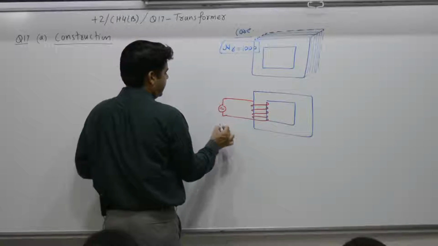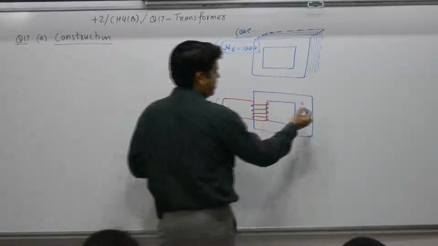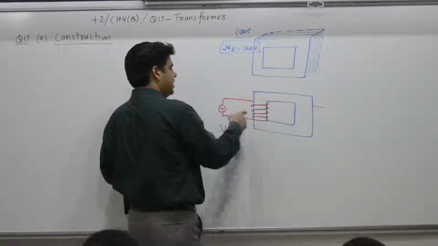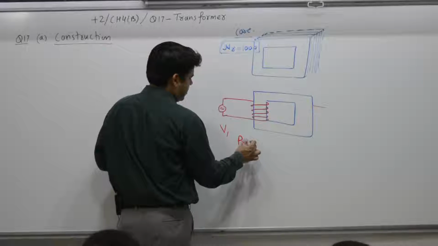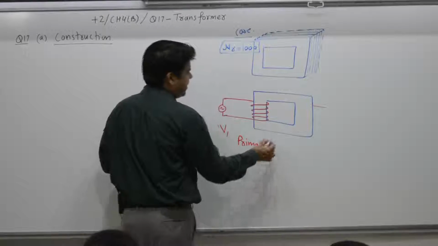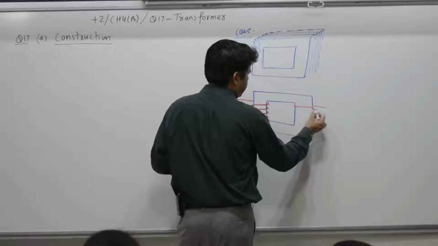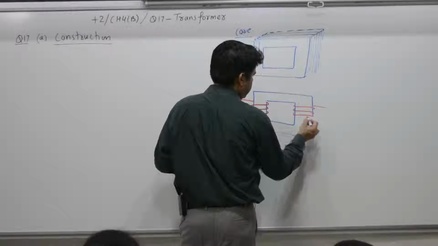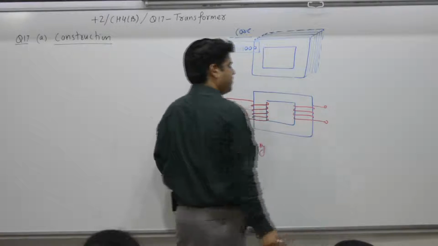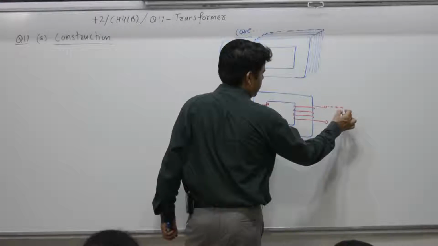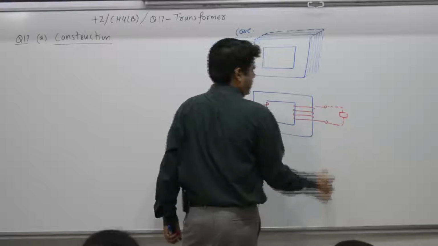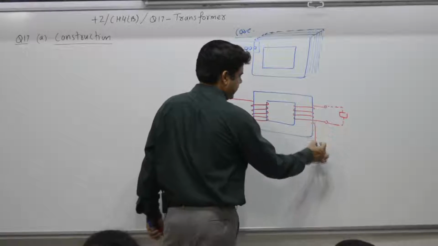Input is alternating current, applied voltage is V1. This side in which you inject voltage is termed the primary, the primary winding. The other side, from where you have output, say you connect a TV set across it, is termed the secondary.